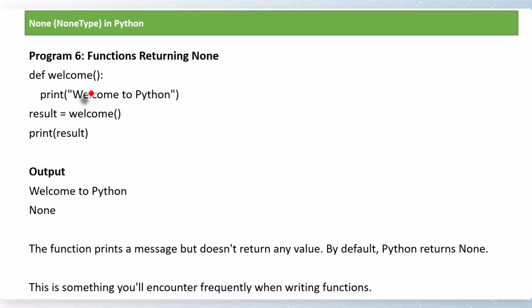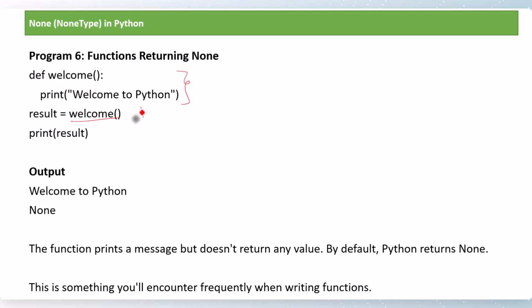Even this None is mainly useful in functions. Whenever you don't want to return some value, at that time, the function is going to return None. I have defined def welcome, which is the function name, print welcome to Python. Here result equal to welcome. You're calling this function. So it will go here and print welcome to Python. And after this, the function is not returning anything. There is no return statement.